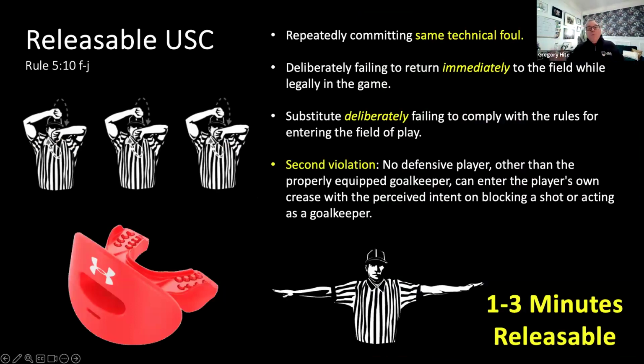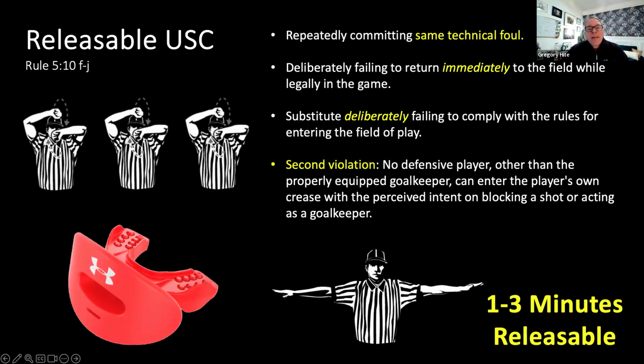Okay. Now, there are releasable unsportsmanlike conducts. They kind of happen all the time. Repeatedly committing the same technical foul. If you're doing a face-off and the guy's getting beat all the time and he's constantly going early and he does it like 3 times in a row, you might put him in for a releasable 1-minute penalty. Failing to return immediately to the field while legally in the game. So you run out of bounds and you kind of run down the sideline. Deliberately failing to comply with the rules for entering the field to play. Like you come on the field for the 3rd time and I've warned you, put your mouthpiece in and it's stuck on the top of your helmet.